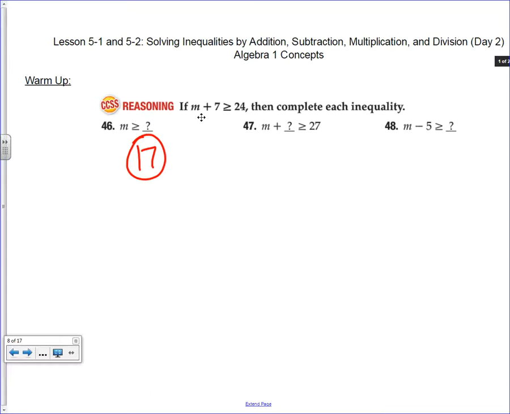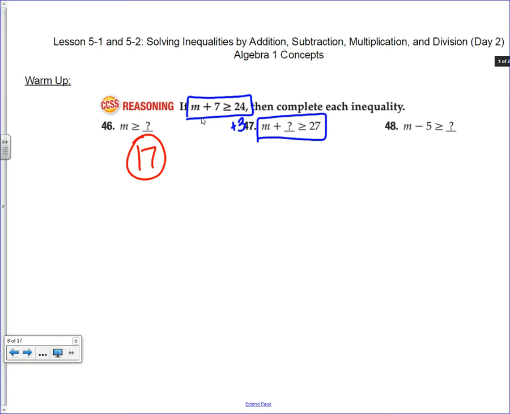Number 47 in the middle there. Now it says m plus something is greater than or equal to 27. Does everybody see that one? What's different from the original to number 47? Instead of greater than or equal to 24, now it's greater than or equal to 27. How do I get from 24 to 27? So on this side, we would have added 3, yes? But am I allowed to just do something to one side? I also have to do it to the other.